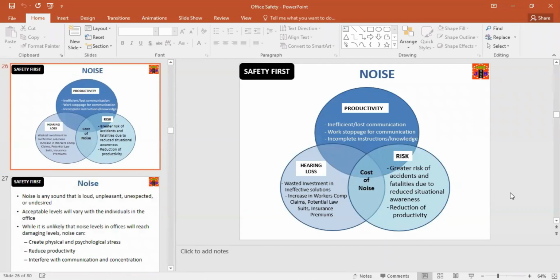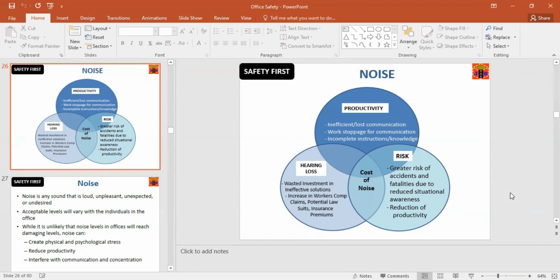Noise is another problem in the office. It is an environmental impact. Noise can affect productivity, it can cause hearing loss, and it is a risk for the health and safety of the workers who are working in the offices. Let us look at how noise affects productivity.